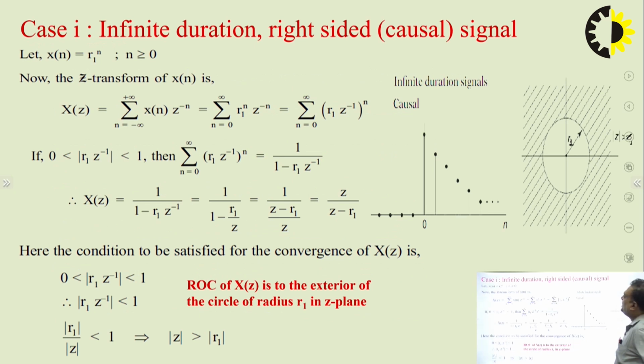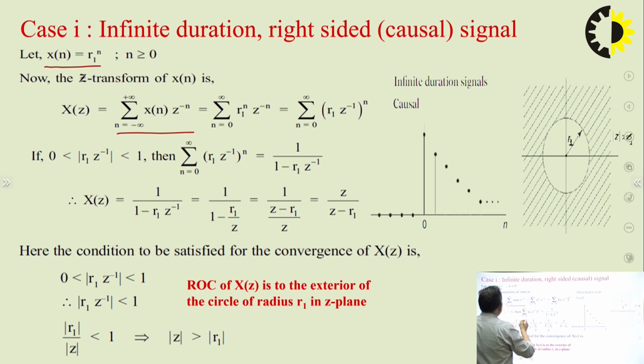Case 1, infinite duration, right-sided causal signal. Okay. So let us suppose we are taking a sequence x[n] that will be equal to R1^n, where n is greater than or equal to 0. Okay. So now we will apply Z transform over this sequence x[n].